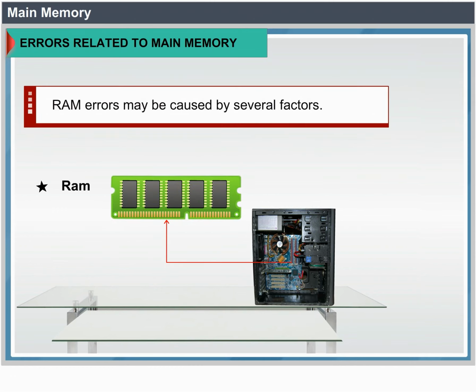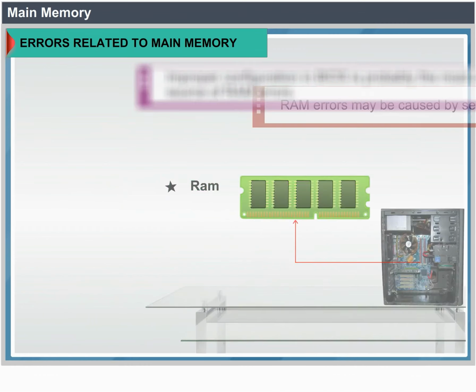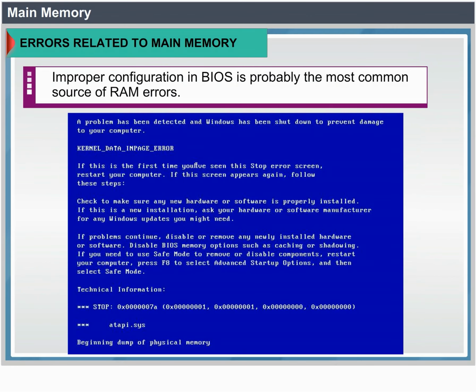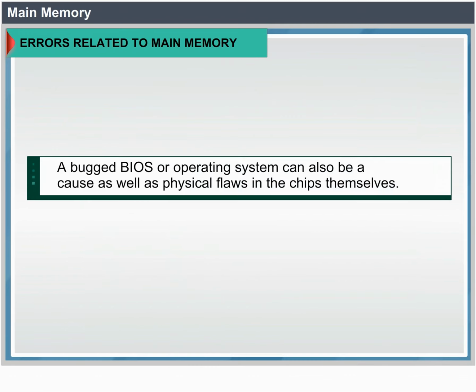RAM errors may be caused by several factors. Improper configuration in BIOS is probably the most common source of RAM errors. A bugged BIOS or operating system can also be a cause, as well as physical flaws in the chips themselves.